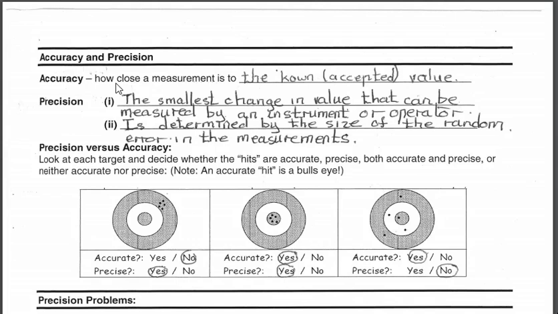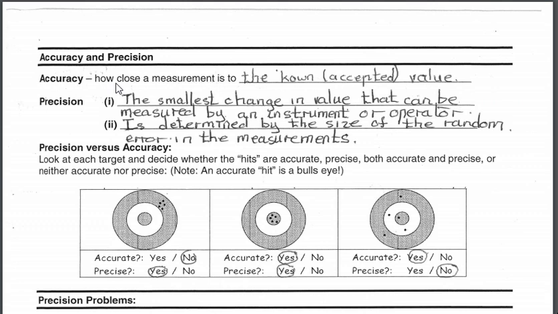So continuing with the accuracy and precision, accuracy is how close a measurement is to the known accepted value. Precision is the smallest change in value that can be measured by an instrument or an operator, and it's determined by the size of the random error in the measurements. So, it can be defined in either of those ways. So let's have a look at these targets.